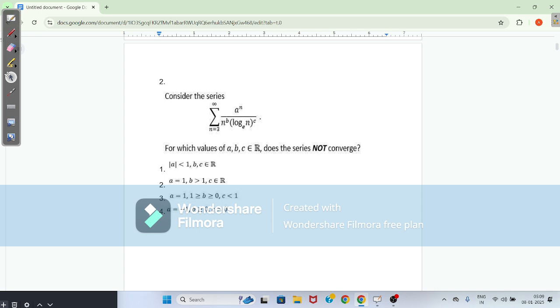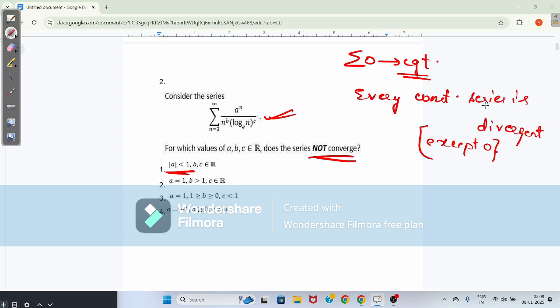Now consider the series, and this is the series which has been given. What we have to find out is not convergence, we have to find out this. Okay, consider a is less than 1, b and c take some value. Okay, now before that we have some tips. Sigma 0 is convergent. Okay, now every constant series is divergent except 0, all are divergent. Okay, this is the tip that we have.